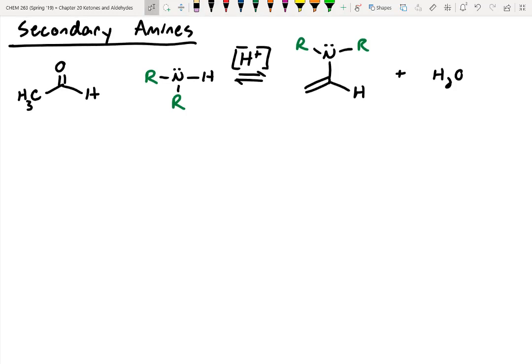So instead of calling this an imine, this one's called an enamine. So we're starting out with the secondary amine in this case. Why do you think it's called an enamine? Yeah, it's got an alkene and an amine, so it makes a lot of sense, right? Just like we talked about enols, half alkene, half alcohol. This is the analog, right? So we've got an enamine here.